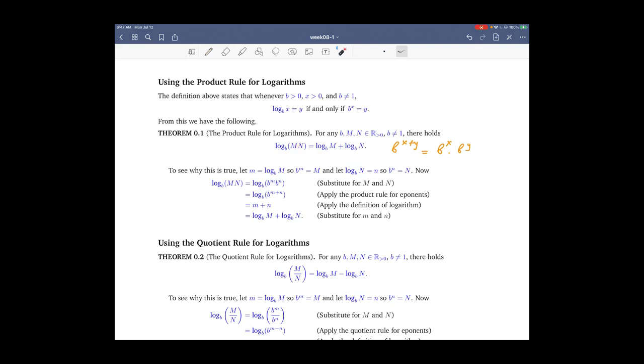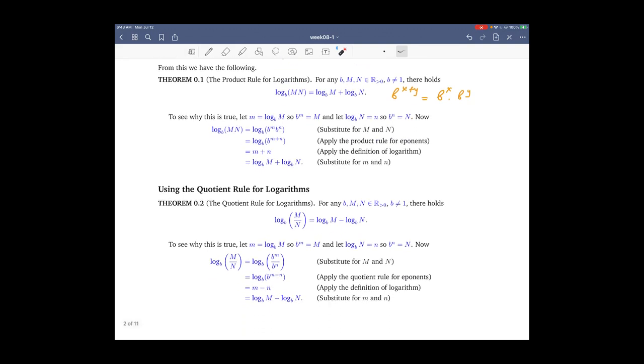More precisely, if base b, as always, is positive and different from 1, and M and N are positive real numbers, the logarithm base b of the product M times N equals the sum of the logarithms of M and N, both base b. In a certain sense, it mimics the property of the exponential function to turn sums into products. Logarithm turns product into sum. Now let's explain why this is true.